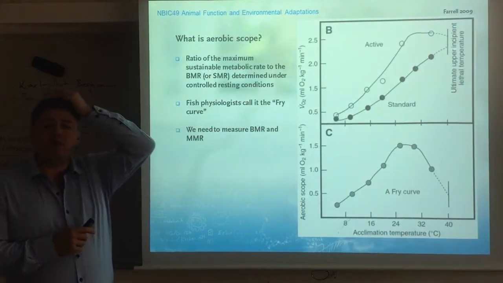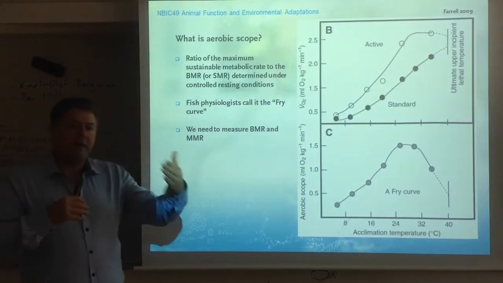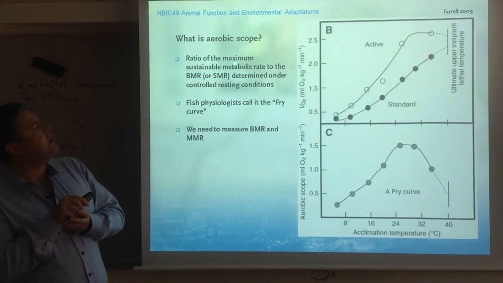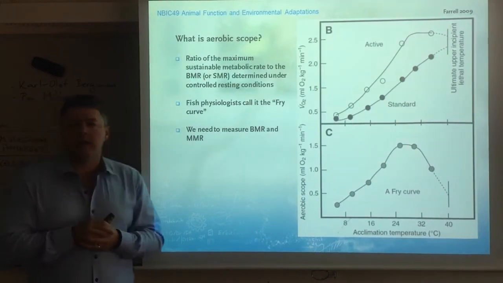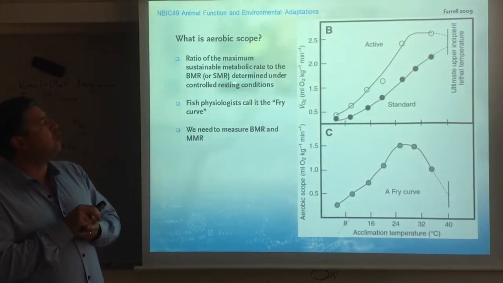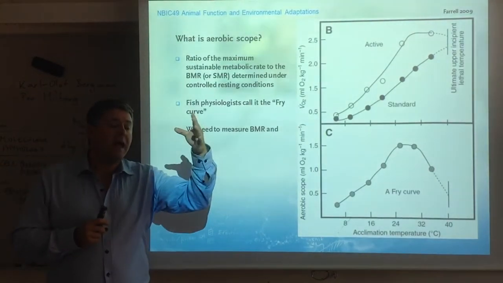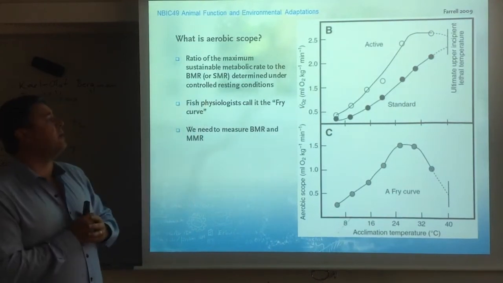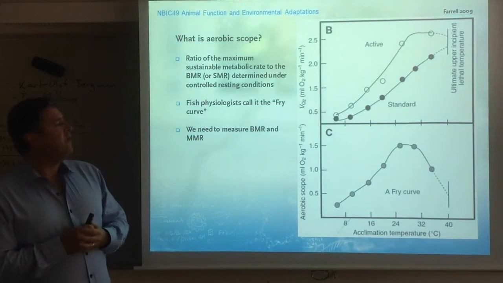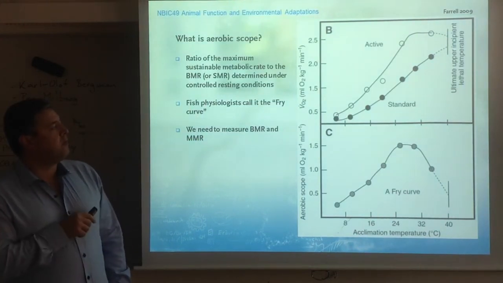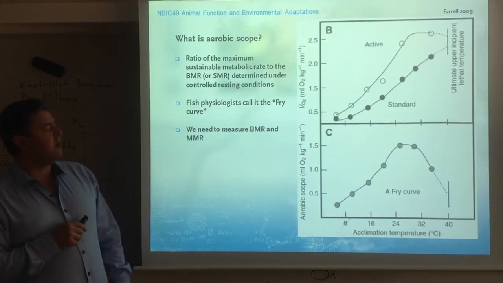What is aerobic scope? Aerobic scope is the ratio, the quotient, between the maximum metabolic rate and the basal or the standard metabolic rate, determined under controlled resting conditions. The ratio between maximum and basal, or maximum and standard. For fish physiologists, for people that work on fish, this is what is called the Fry curve. And you can actually see it here, and that's what I'm going to explain in a second.